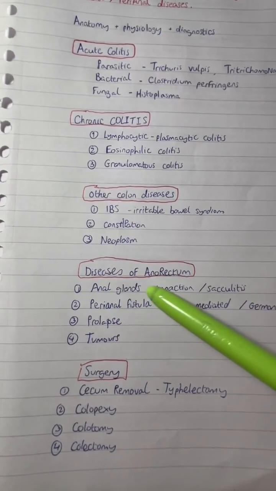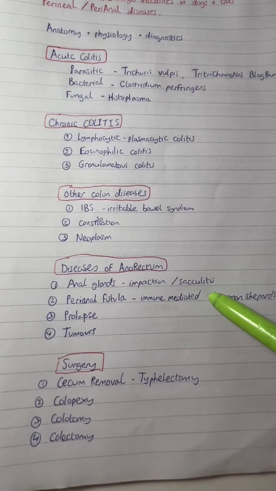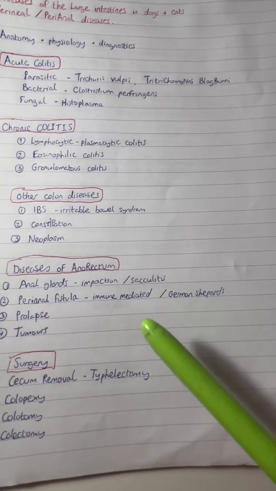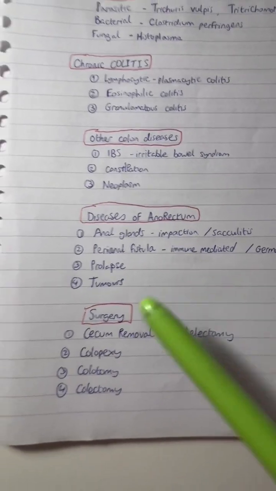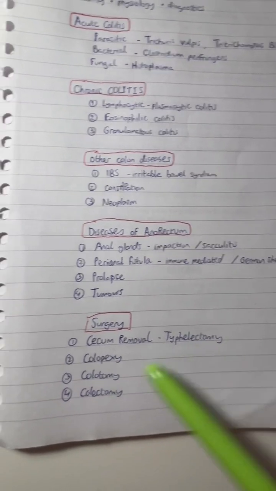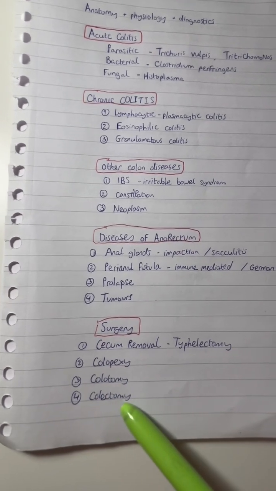The diseases of the anorectum are the anal glands, which can have impaction or sacculitis. Perianal fistula can be immune-mediated or common in German Shepherds. Then prolapse and tumours. The surgeries are cecum removal, such as typhlectomy. The next surgeries are colopexy, colotomy, and colectomy.